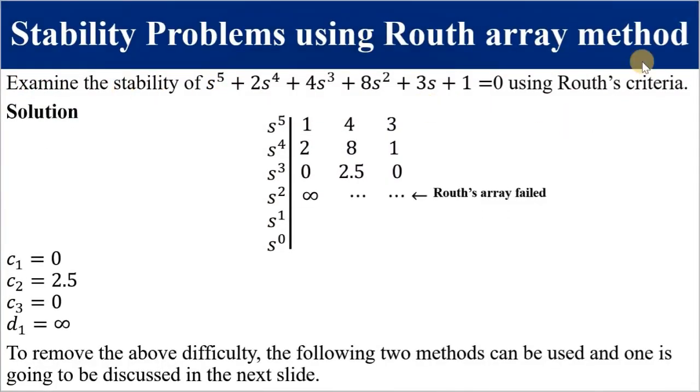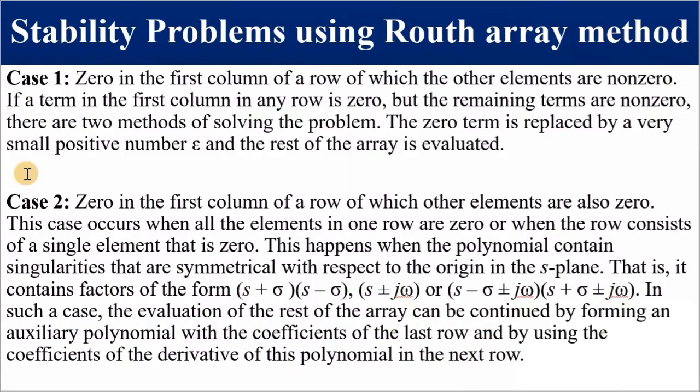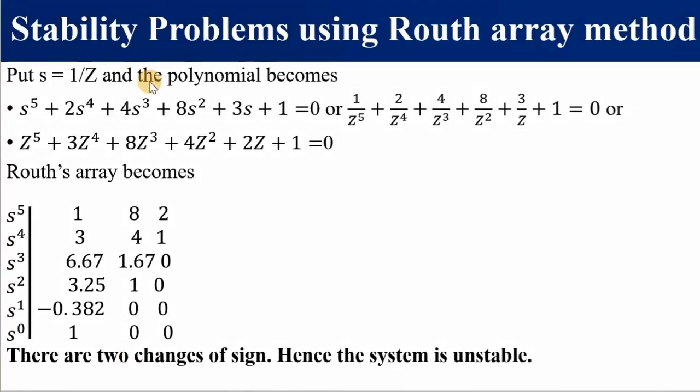Examine the stability of this using the Routh-Hurwitz criterion. The coefficient of s5, this is the meaning of A0, A2, A4: coefficients for even, coefficients for odd. We are now going to find C1. C1 is equal to 0. Guys, you can calculate: C2 is equal to 2.5, C3 is equal to 0. But D1 is infinite because you divide by this 0. So we are saying the Routh-Hurwitz array has failed when we get infinity. What are we going to do? We are going to remove this difficulty by following two methods, of which one is going to be discussed. This is the method that we are going to discuss.